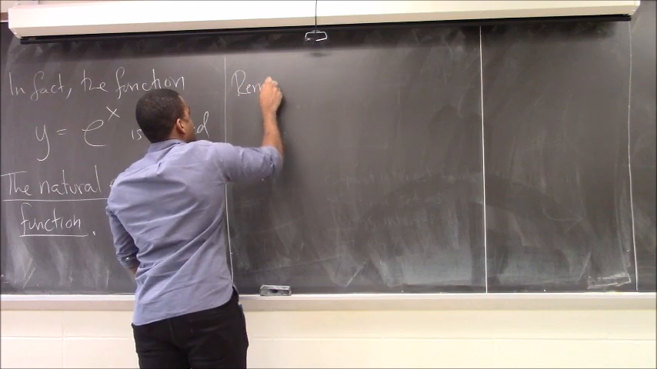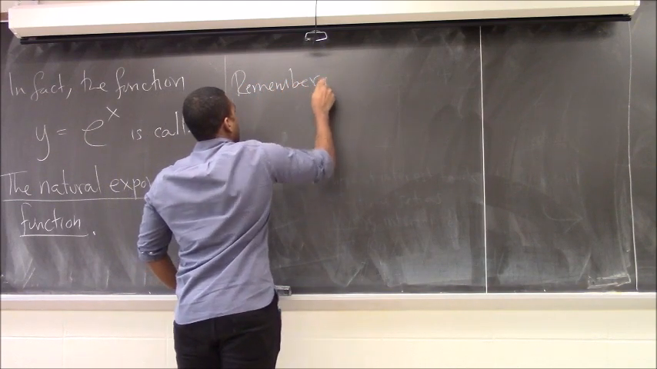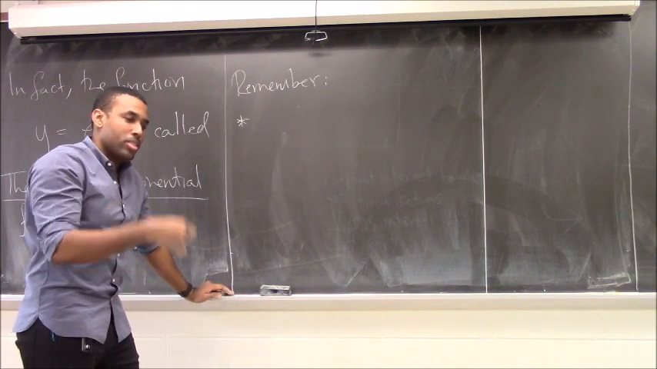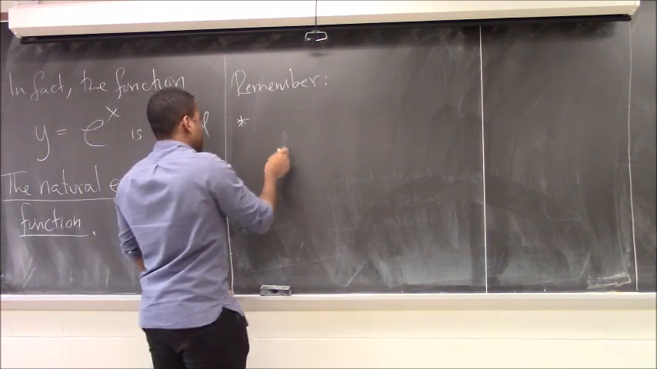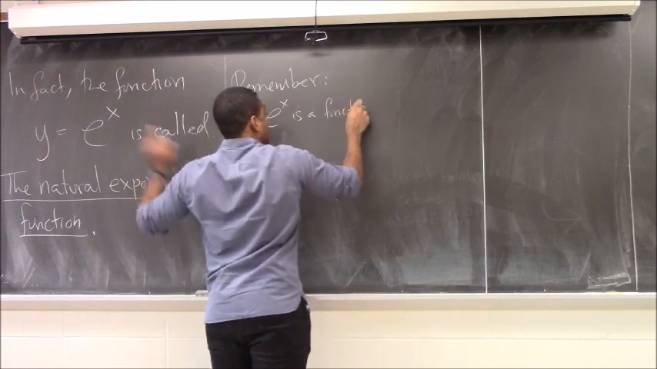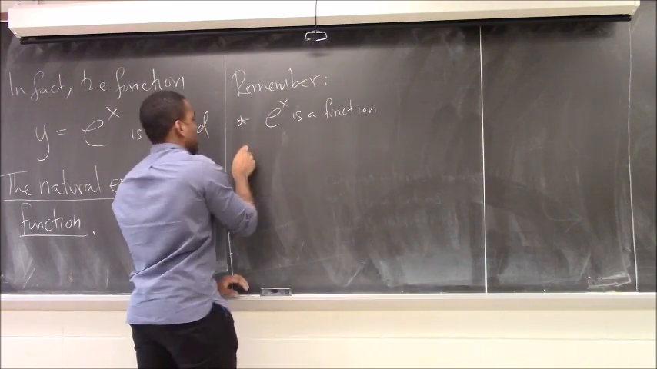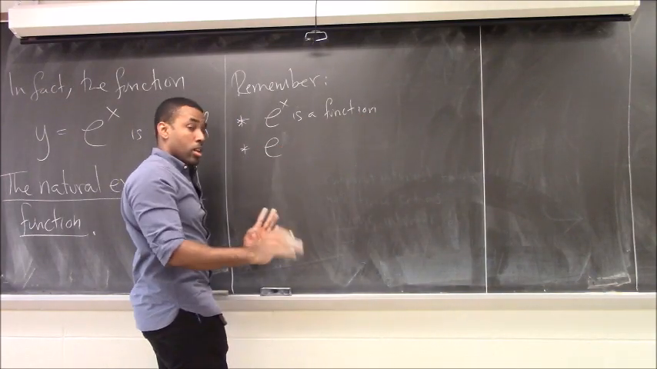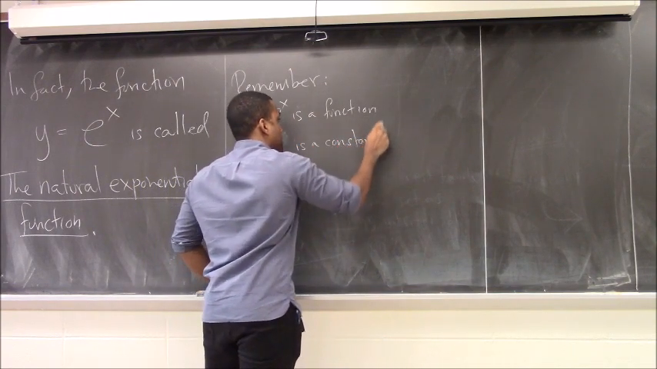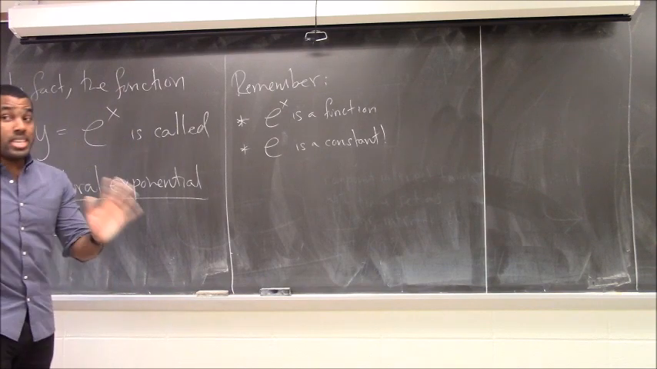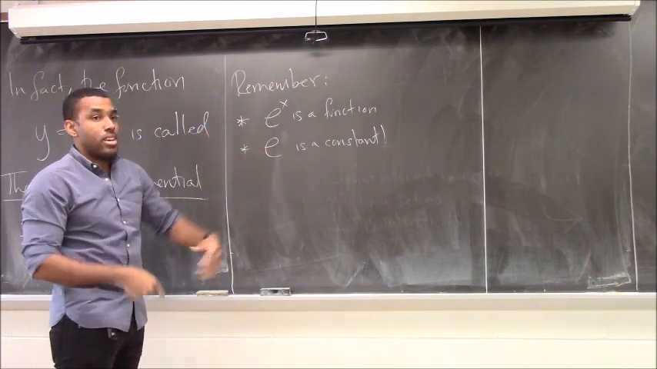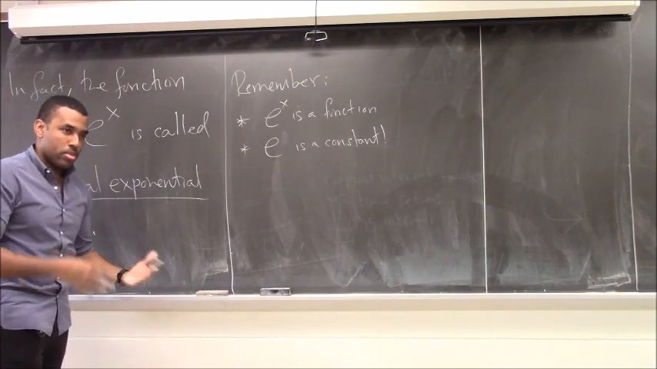Remember? And at this point you probably won't know why I'm telling you this, but trust me, it's going to be important later. e to the x is a function. In fact, it's an exponential function by our definition. e by itself with no x's is a constant. Okay? So if you just see an e by itself, it's a constant. You see an e to the x, that's a function. That's going to be very important for us.